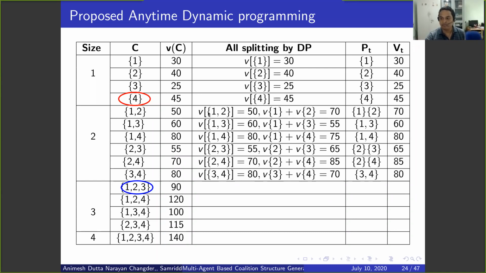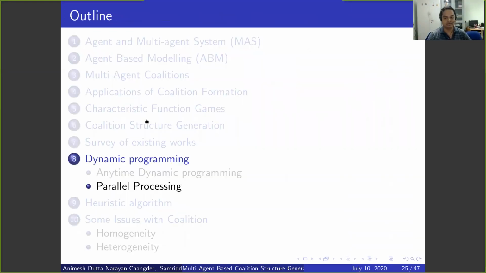Here you see, while I am calculating 1, 2, and while I am calculating 1, 3, they are not dependent on each other because to calculate 1, 2, I am taking the values from the one-size coalition. Computing 1, 3, we are also taking the values from the one-size coalition. So they are not dependent on each other, and they can be executed simultaneously.